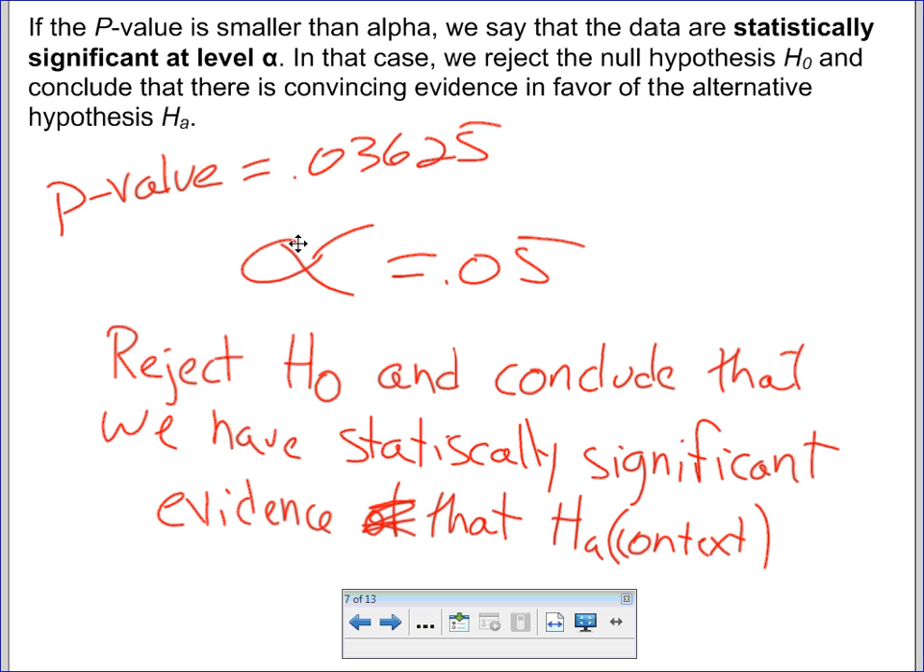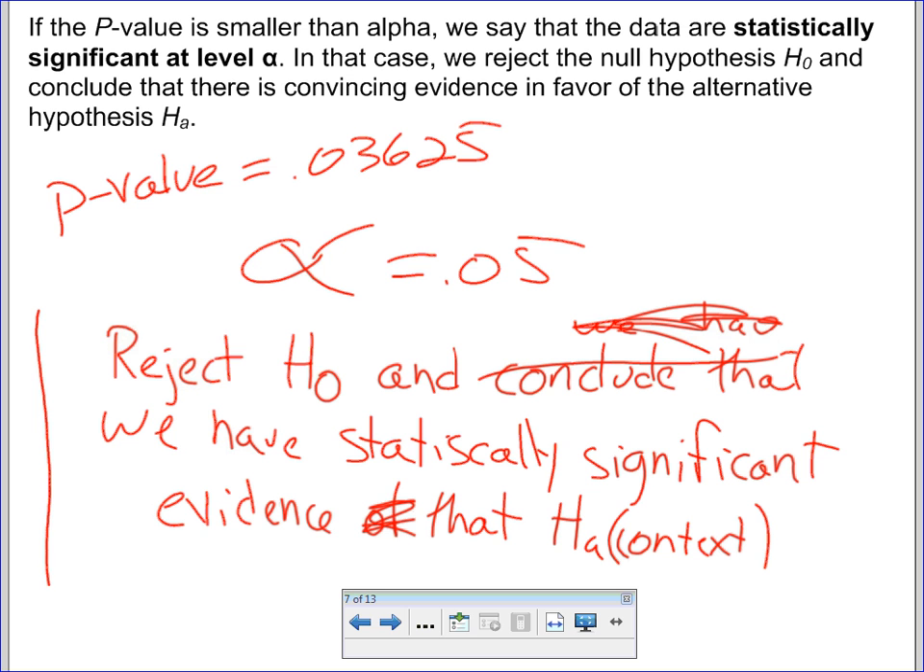We reject the null hypothesis, and we have statistically significant evidence that blank, whatever our alternative hypothesis is.